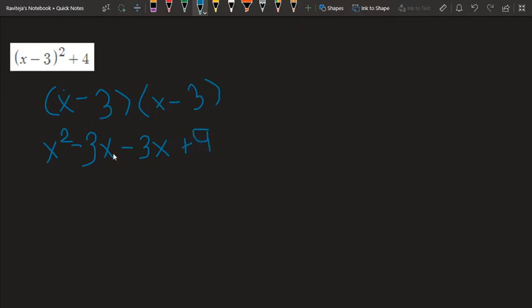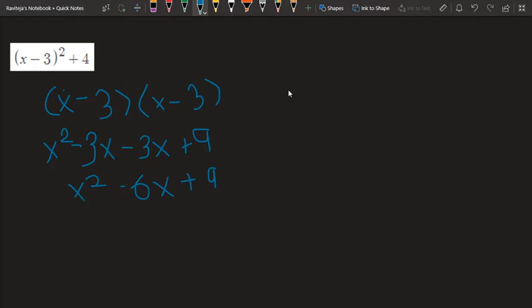And now if we combine like terms, we add negative 3x to negative 3x, which gives us negative 6x. So we have x squared minus 6x plus 9. So after squaring this binomial of x minus 3, we get x squared minus 6x plus 9.